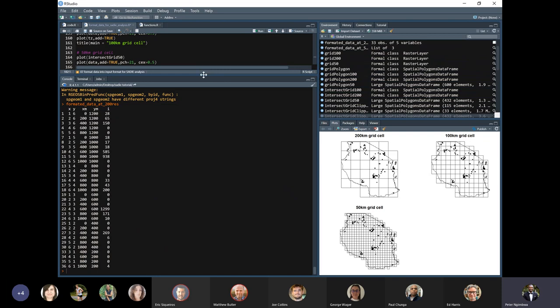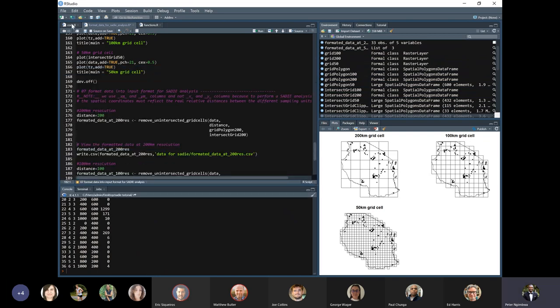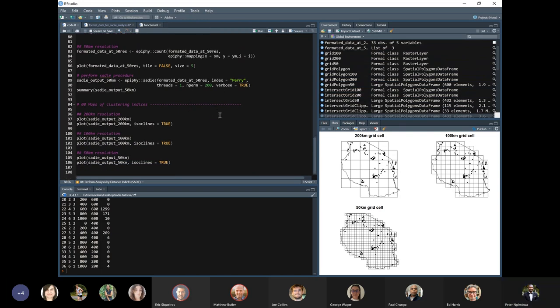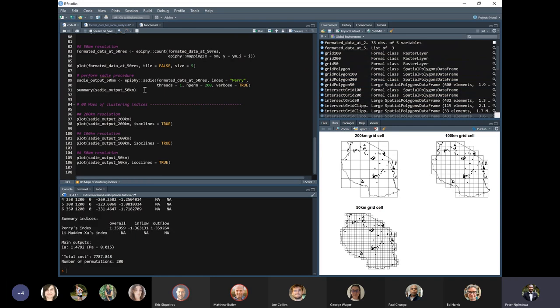Then once I have done this, that is where I run this code. I run the SADIE methodology. The last thing we did was for the 50 kilometer. And I think we can also print the summary, which also says that it's significant.